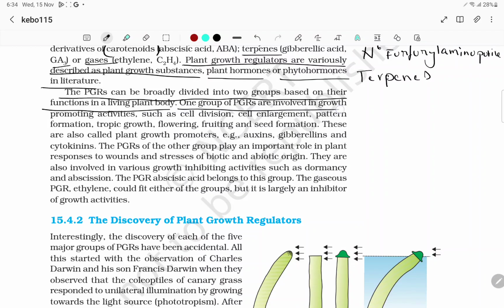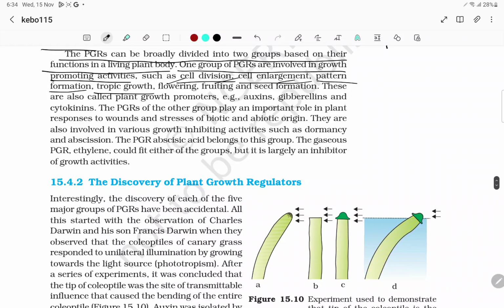One group of PGRs is involved in growth promoting activities such as cell division, cell enlargement, pattern formation, tropic growth, meaning positive phototropic, negative phototropic, positive geotropic and negative geotropic, flowering, fruiting, seed formation. These are also called the plant growth promoters, which will promote all these things.